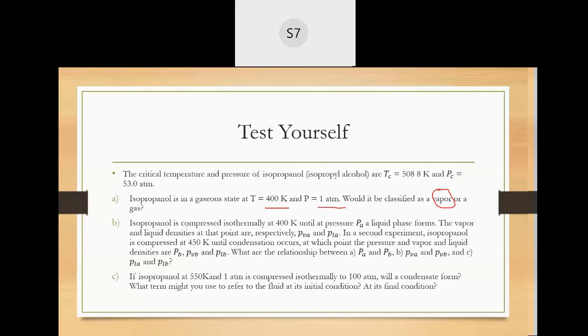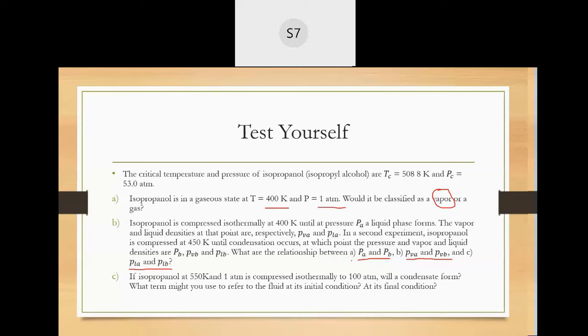Next question, isopropanol is compressed isothermally at 400 K until at pressure PA a liquid phase forms. The vapor and liquid densities at that point are respectively density of vapor A and density of liquid A. In a second experiment, isopropanol is compressed at 450 K until condensation occurs, at which point the pressure and vapor and liquid densities are pressure B, density of vapor B, and density of liquid B. What is the relationship between PA and PB, density of vapor state A and density of vapor state B, and density of liquid state A and density of liquid state B?